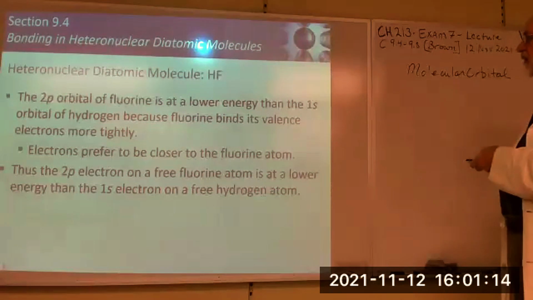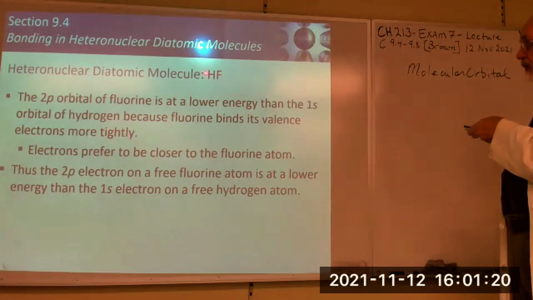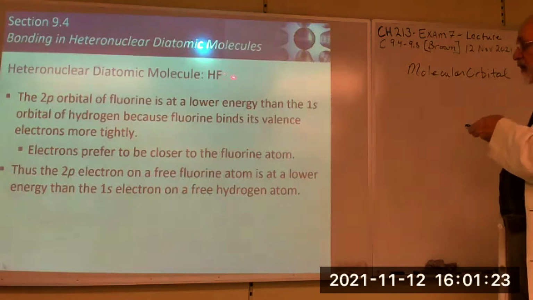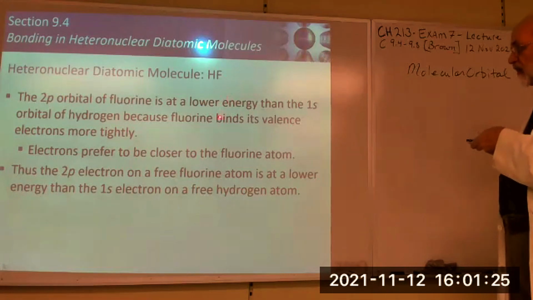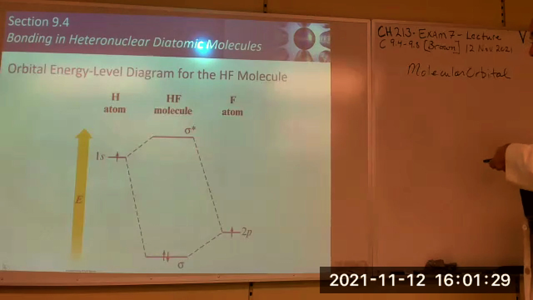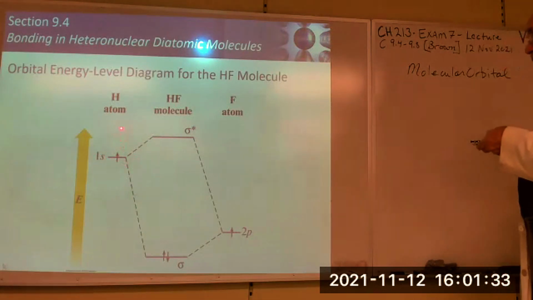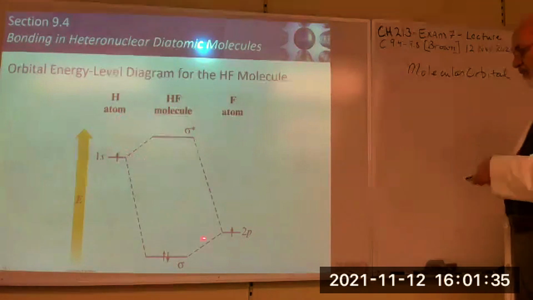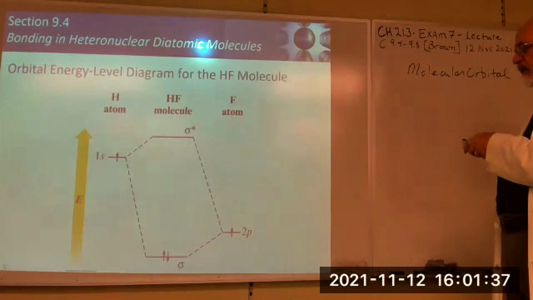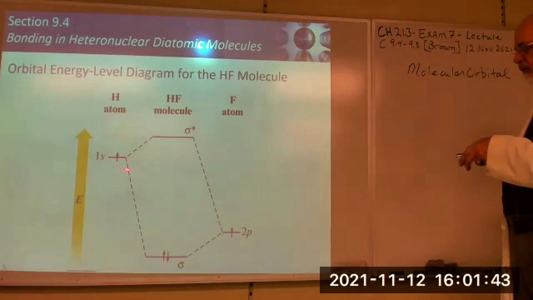What about this one? Heteronuclear HF. Well, since hydrogen only has a 1s orbital and fluorine has a 1s, 2s, and 2p available, how do they combine? Well, the 1s of hydrogen combines with the 2p of fluorine because the 2p is higher energy and is available for this one.